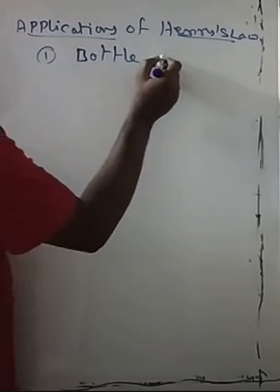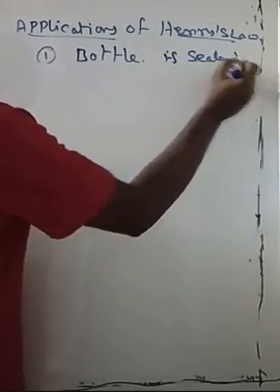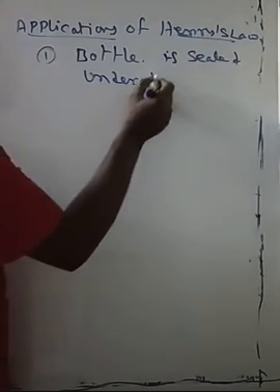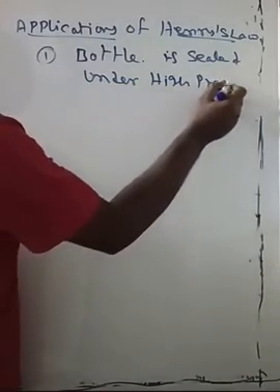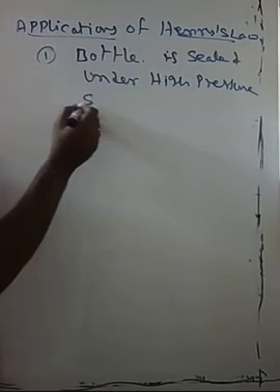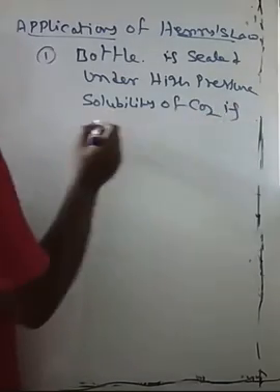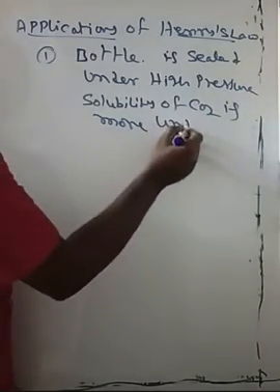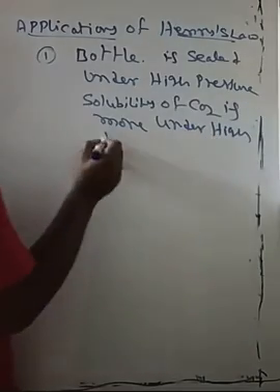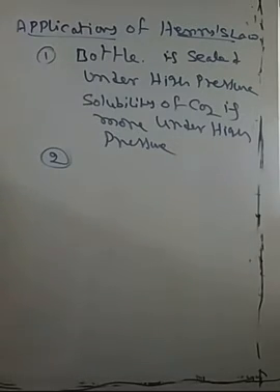The bottle is sealed under high pressure because the solubility of CO2 is more under high pressure. That is one of the applications. Whenever beverage bottles are sealed, high pressure is applied. At high pressure, the dissolving of the CO2 gas is more. That is one of the applications of Henry's law.